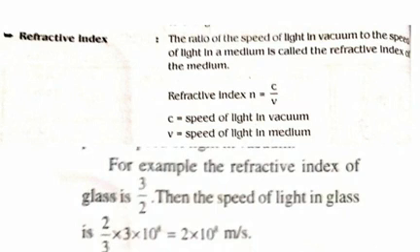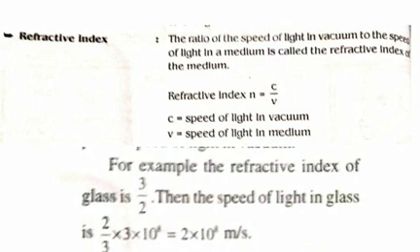Light travels in vacuum with a speed nearly equal to 3 × 10^8 meters per second. It is denoted by the letter c. The speed of light is smaller than c in other transparent media. Let v be the speed of light in a certain medium. Then the ratio of the speed of light in vacuum to the speed of light in that medium is defined as refractive index n. It is called absolute refractive index.